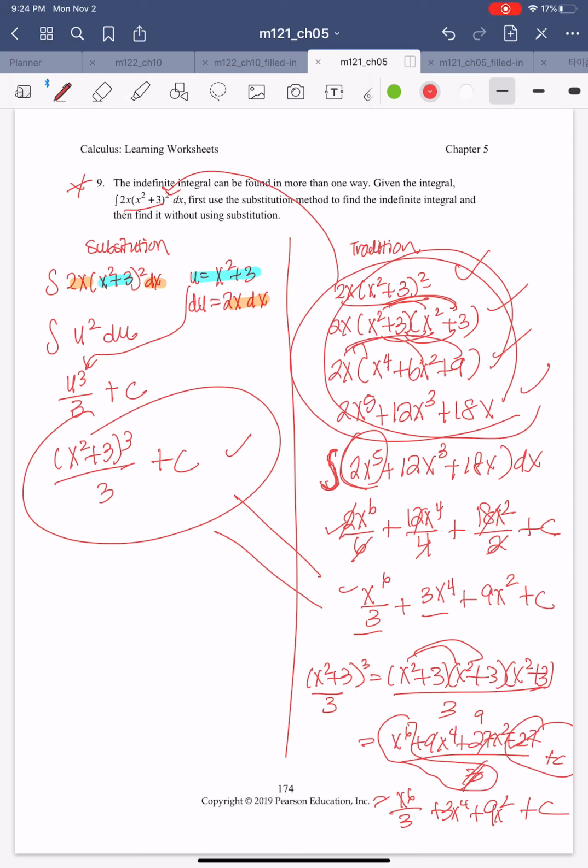This wasn't bad because it was a square, but what if this was 6th power? Then I have to FOIL it 6 times, and that's going to take too much work, and then it's going to be messy. And so this example shows you how substitution can be very helpful. Okay, this is it for chapter 5.2, and then next video we'll learn chapter 5.3.